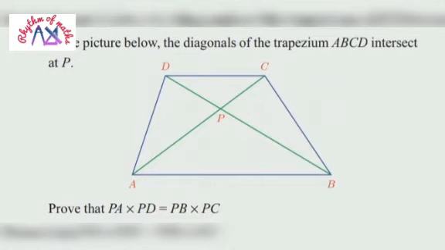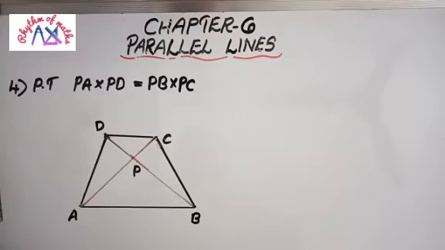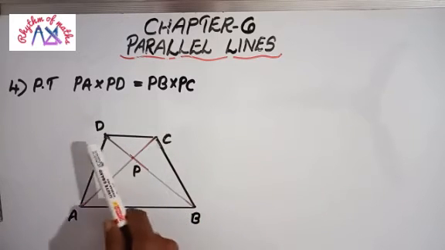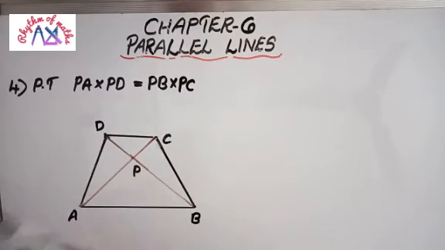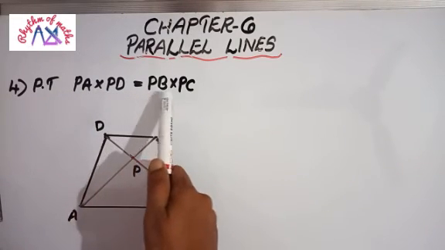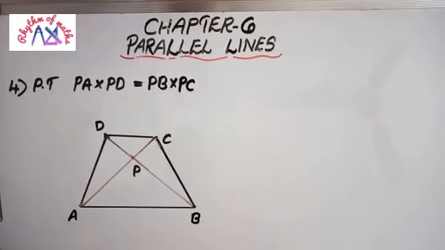Next is question number 4. In the picture below, the diagonals of the trapezium ABCD intersect at P. Prove that PA into PD equal to PB into PC. Here in this question, we have a trapezium ABCD, and it is given that the diagonals intersect at a common point P. The diagonals are AC and DB. These two diagonals intersect at the point P. We have to prove that PA into PD equal to PB into PC.